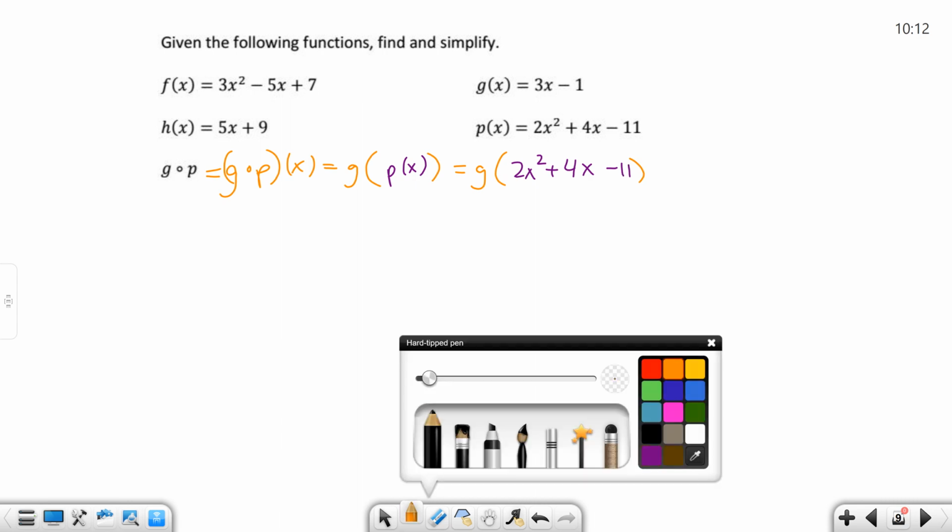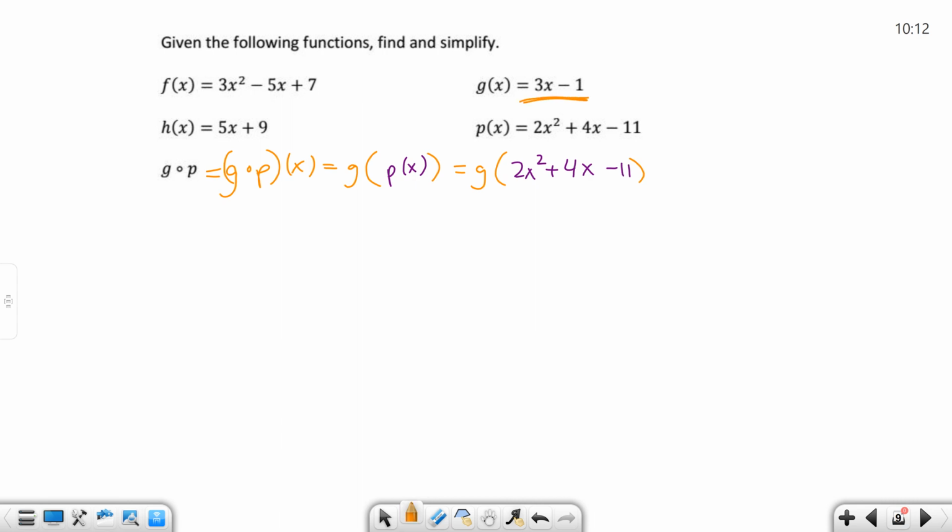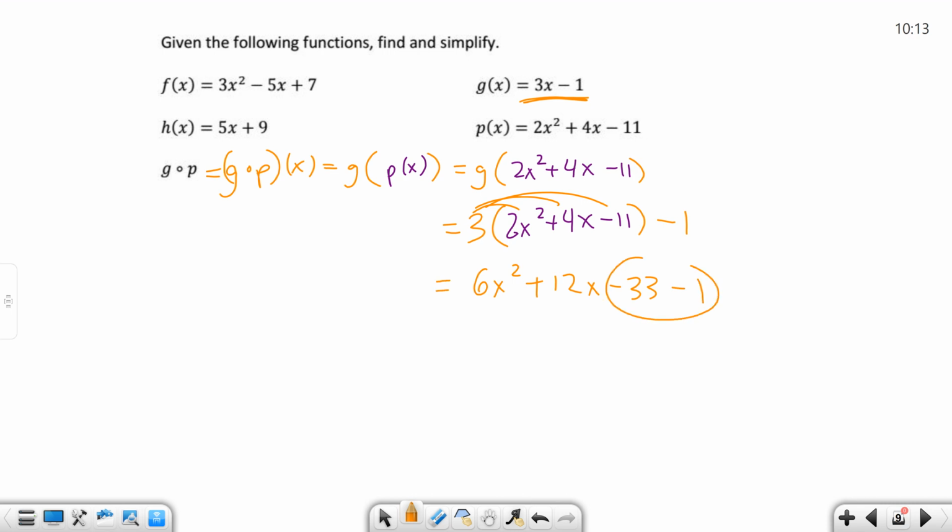And then the rule for g is 3 times something minus 1, right? So the rule for this is 3 times all this stuff minus 1. So then I just write all this stuff down again: 2x squared plus 4x minus 11. And then I do what? I have to distribute. So I get 6x squared plus 12x minus 33 minus 1. And then I have one thing left to do, combine those two terms there, right? So that's going to be 6x squared plus 12x minus 34.